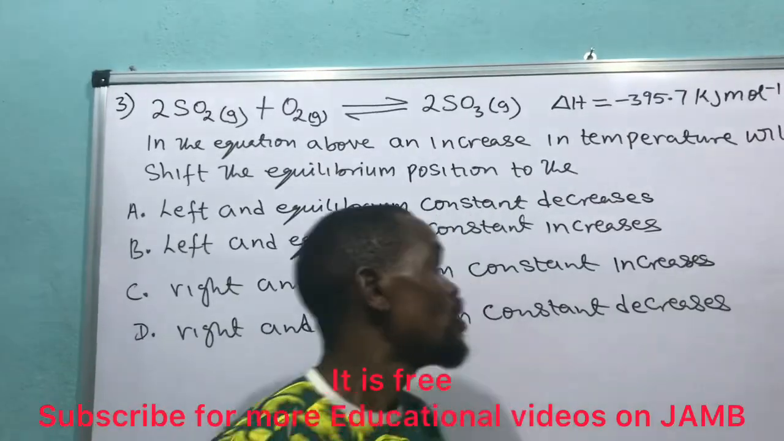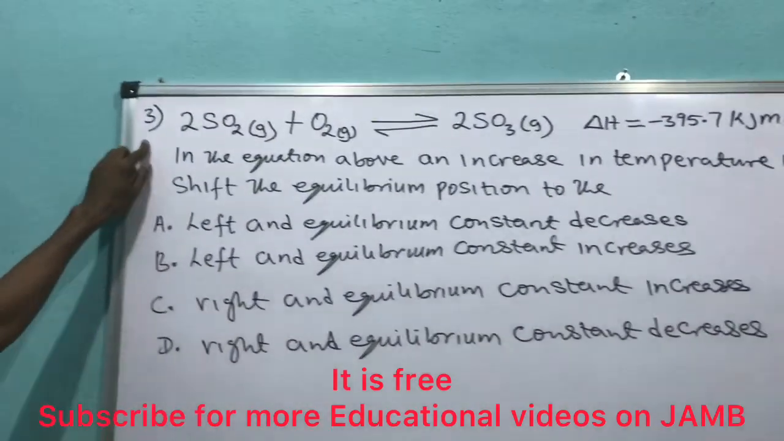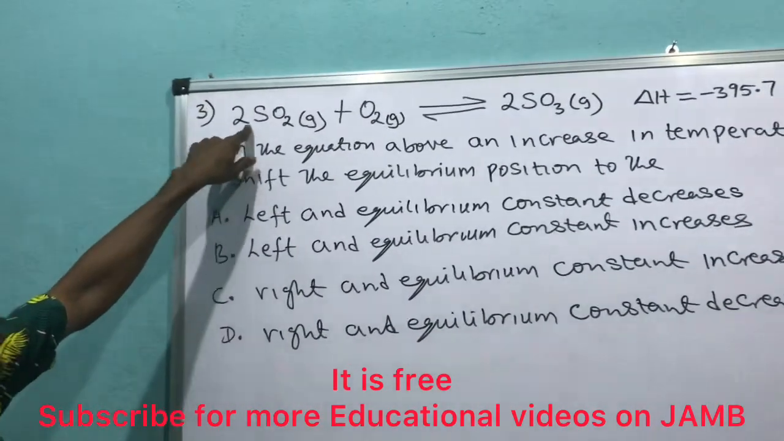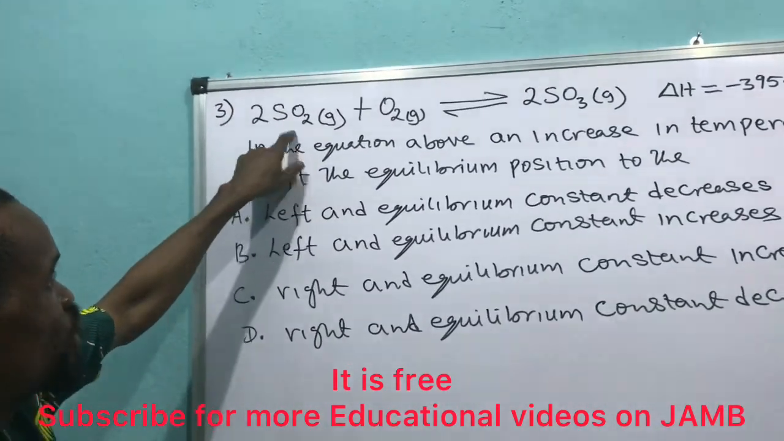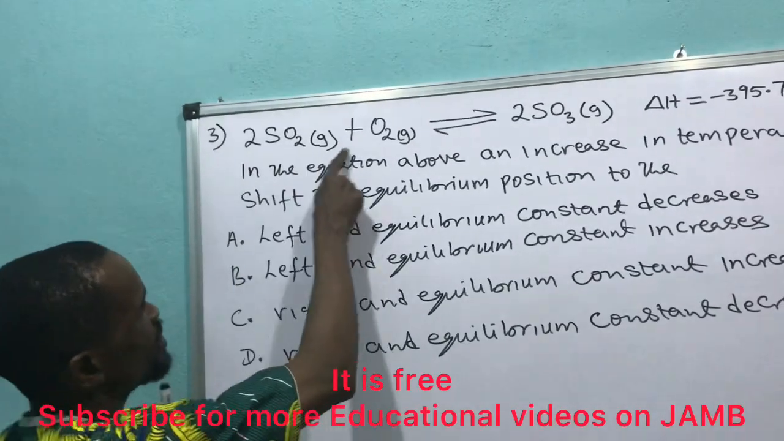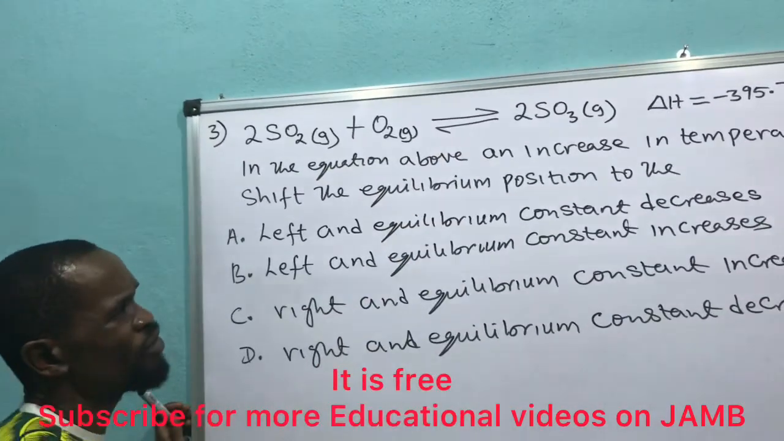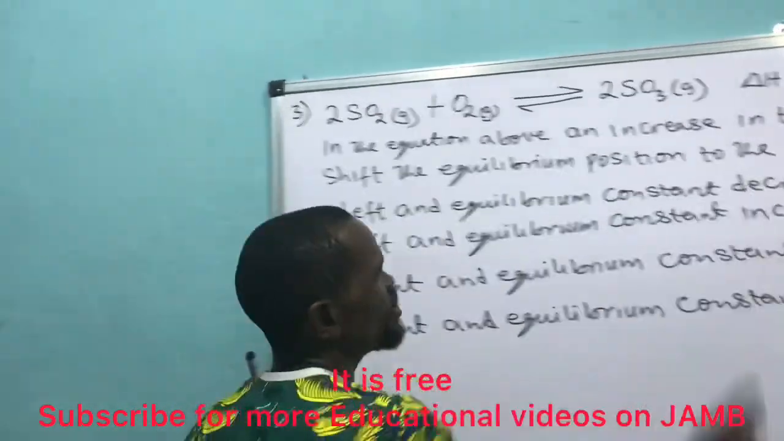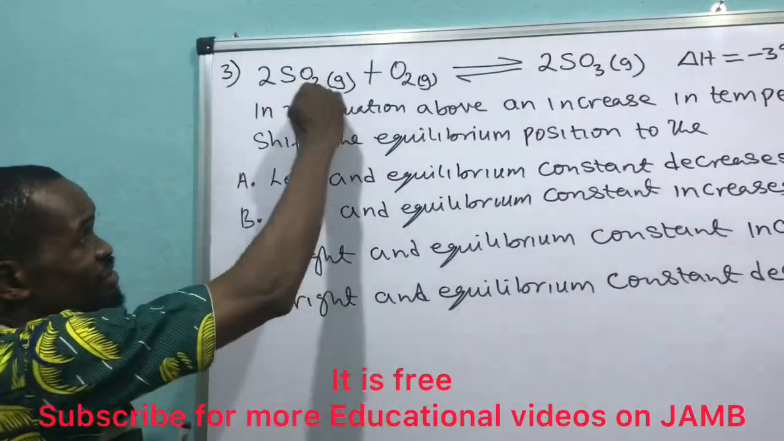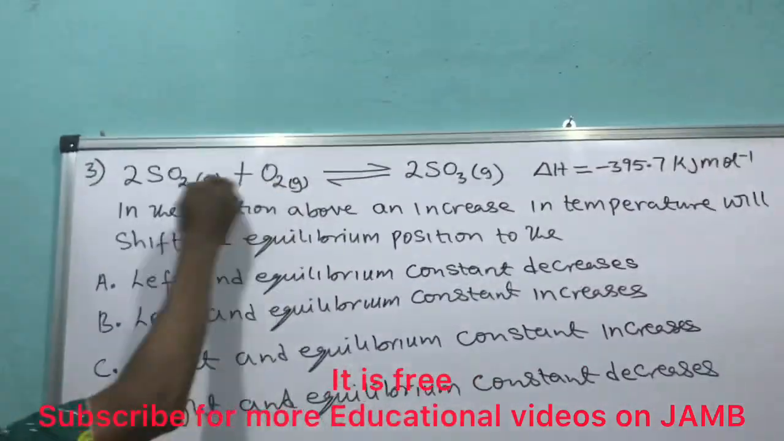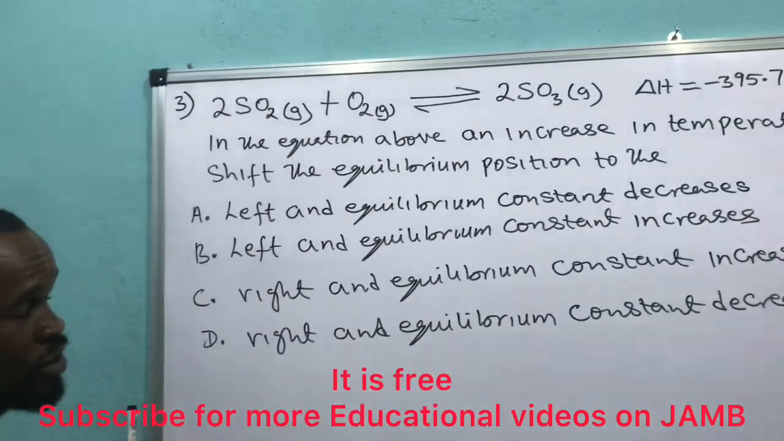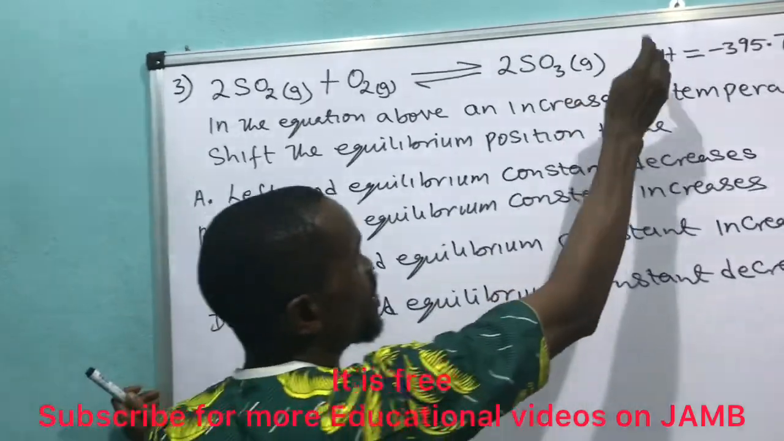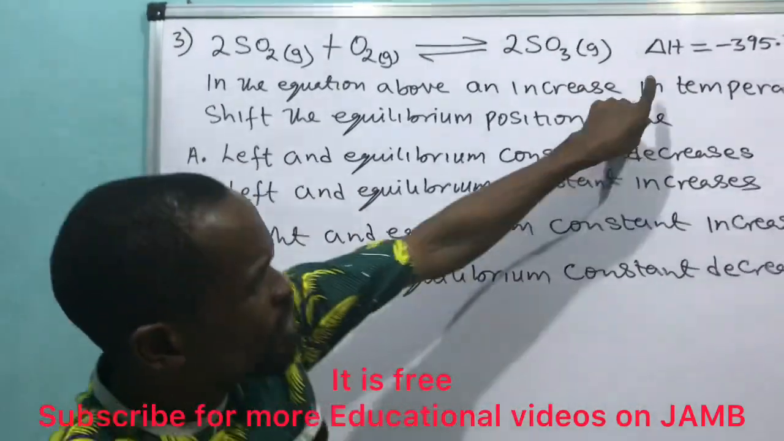Question number 3. The equation given to us is a reaction which we call a reversible reaction. What is this telling us? This is a reversible reaction of oxygen and sulfur oxide. Now, looking at it, what does this indicate?